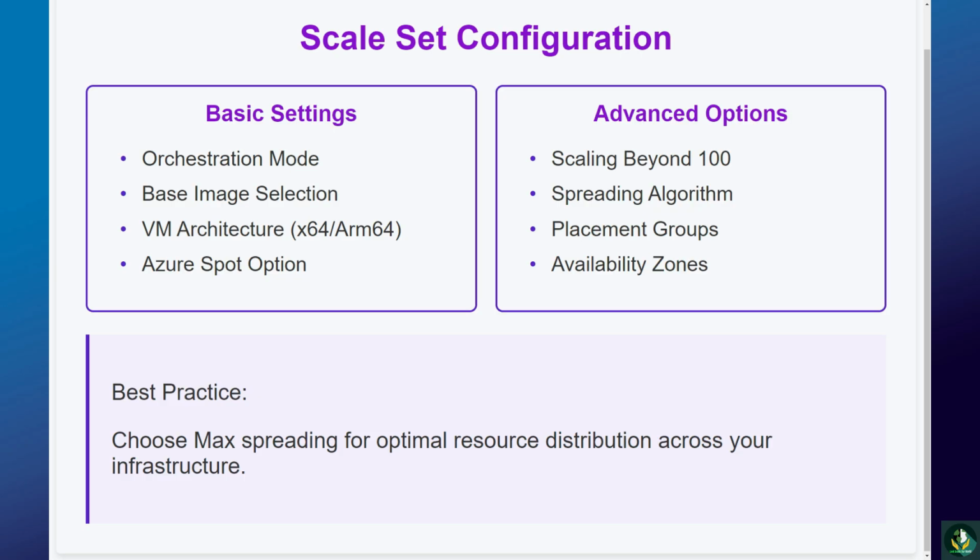Implementation tips. For basic configuration, document your orchestration mode choice and reasoning. Maintain image version control. Plan for architecture-specific requirements. For advanced settings, consider availability requirements when choosing spreading options. Plan capacity requirements carefully. Document scaling decisions and thresholds for monitoring. Set up proper monitoring from the start. Configure appropriate alerts. Plan for regular performance reviews.